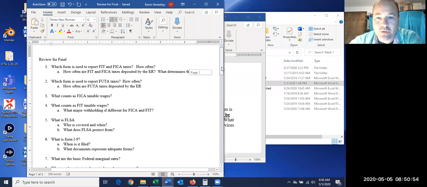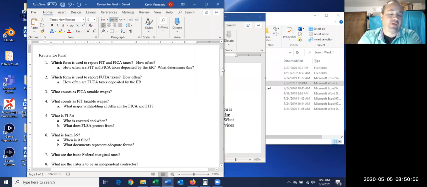All right, let's go through what hopefully you had for the first 5. Which form is used to report the federal income tax and the FICA taxes? Hopefully we know that that's form 941. We've done that now since module 3, form 941. And how often is it done? Well, that's done quarterly.